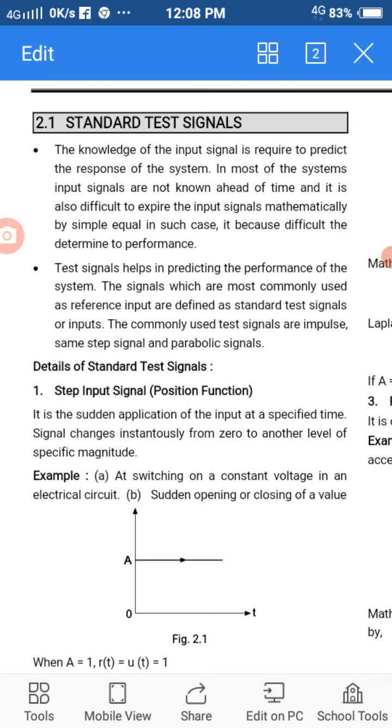Time domain analysis has two parts. One is standard test signals and another one is types of system. Order of system is also a part of time domain analysis. As far as standard test signals are concerned, we have to go into the first types of systems, that is open loop system and closed loop system, that we have studied in unit number 1.